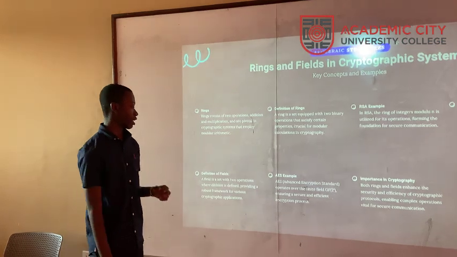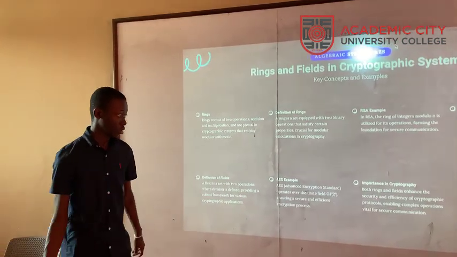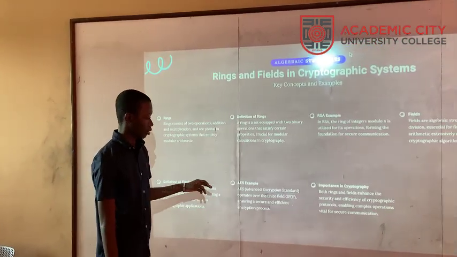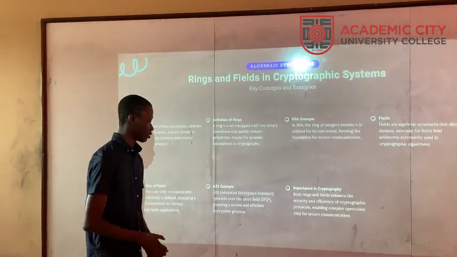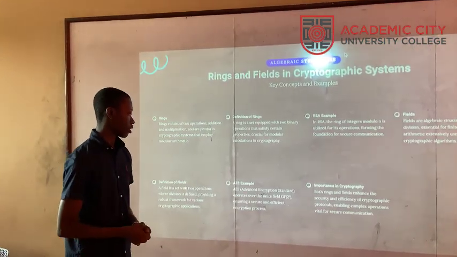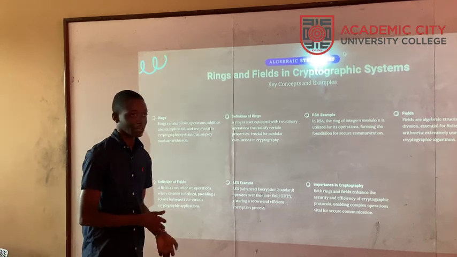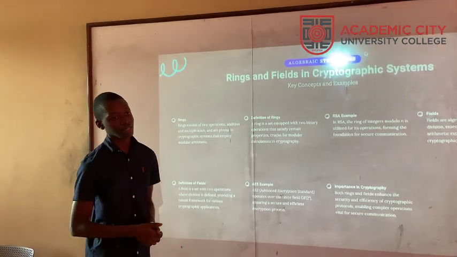If you divide by zero, the elements you get are outside the field. An example of using a field would be the AES, the Advanced Encryption Standard. It operates over the finite field GF(2^8). A finite field means that the number of elements is limited.